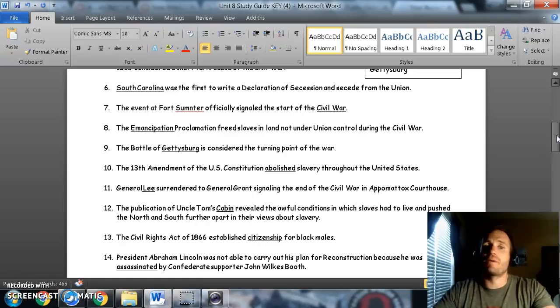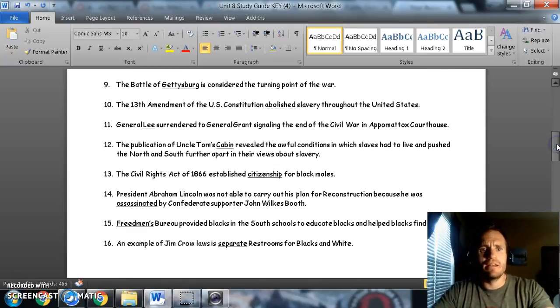Number eight, the Emancipation Proclamation emancipated, or freed, slaves in land not under Union control during the Civil War. Number nine, the Battle of Gettysburg is considered a turning point in the war. This is where the South actually invaded the North, and it went pretty bad for the South.